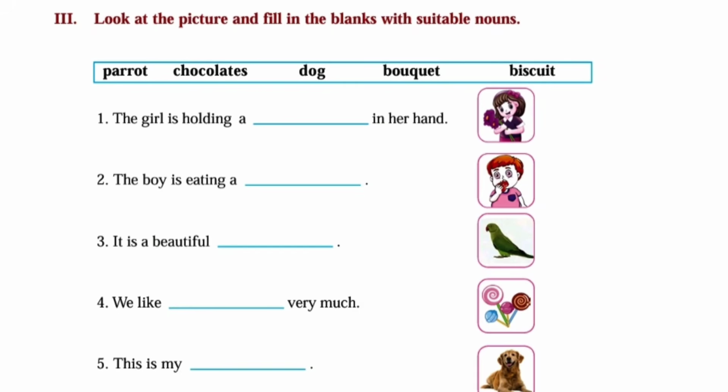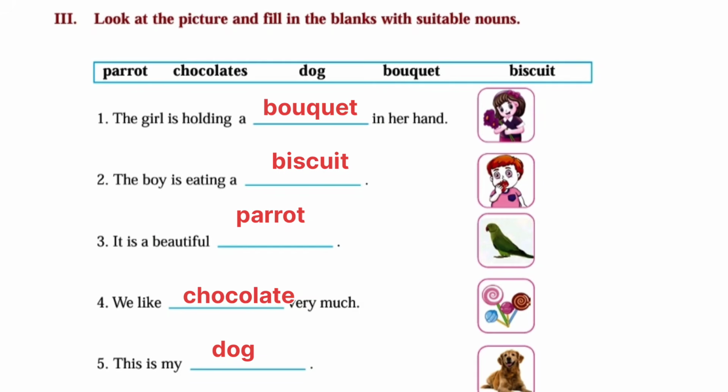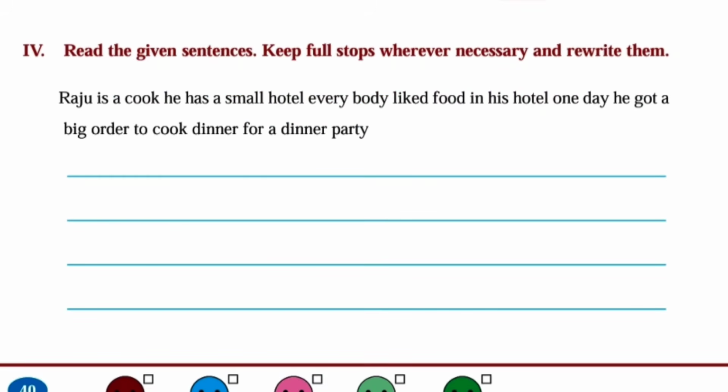Next one, look at the pictures and fill in the blanks with suitable nouns. Parrot, chocolates, dog, bouquet, biscuits. First one, the girl is holding a dash in her hand. Bouquet. Second one, the boy is eating a dash biscuit. Third one, it is a beautiful dash parrot. Fourth one, we like dash very much. Chocolate. Fifth one, this is my dash dog.